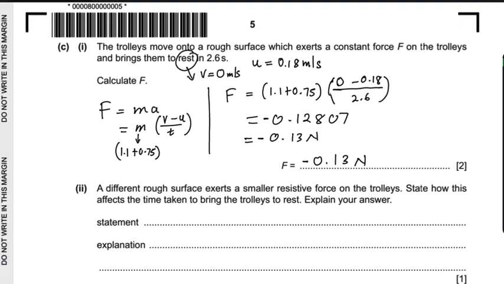A different rough surface exerts a smaller resistive force on the trolleys. So if there is a smaller resistive force, it means that the trolleys will take longer to come to rest. Take longer to come to rest. Because the question is saying, state how this affects the time taken to bring the trolleys to rest.